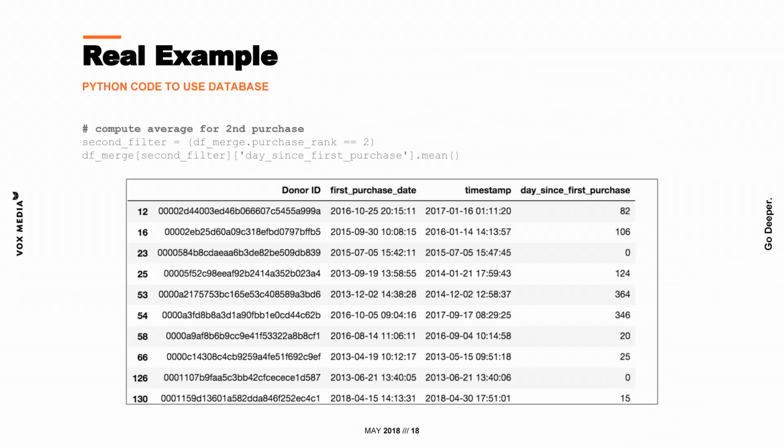I didn't show it here, but there's a purchase rank column as well: 1, 2, 3, 4. And then what you can do in Python is just filter on the second one and take the average. Then you would get the number of days till your second purchase. This is done in a Python environment. But of course, once you've tested it out and you're happy with it, you might consider taking this whole data frame and pushing it up to an actual database where you can query it and use it for other stuff. So that's the structuring part of the database, which we'll get to in a second.